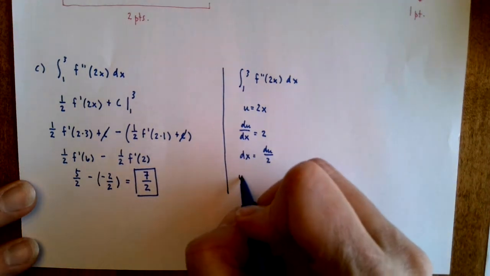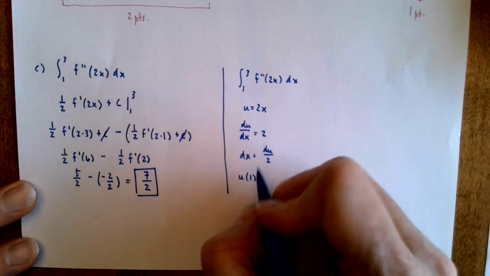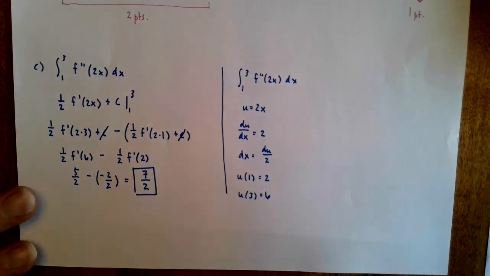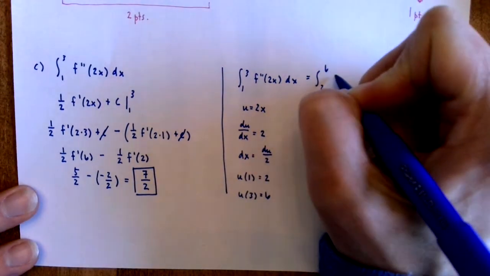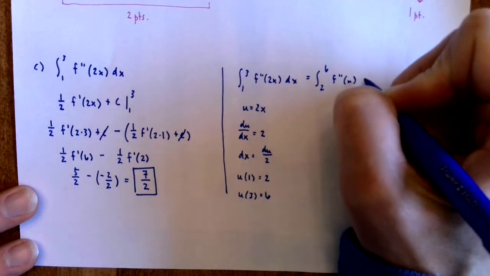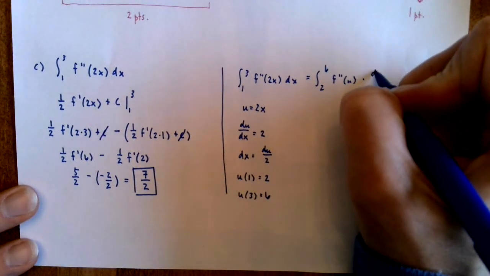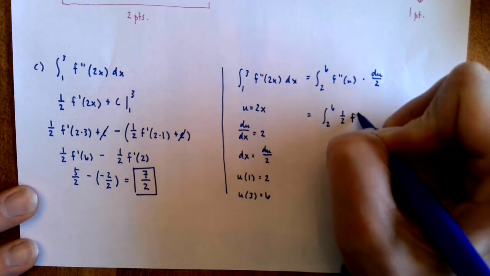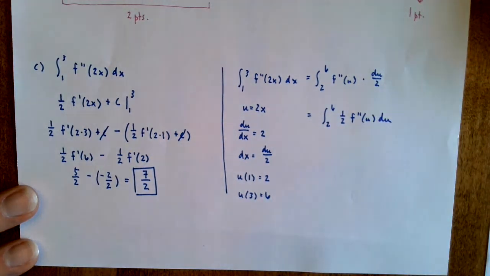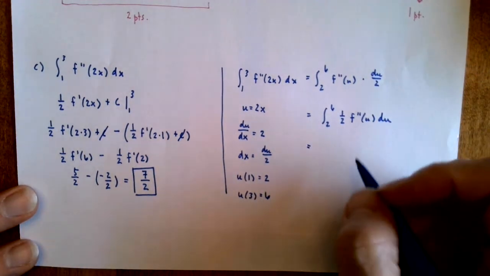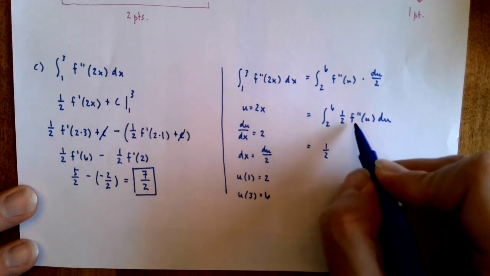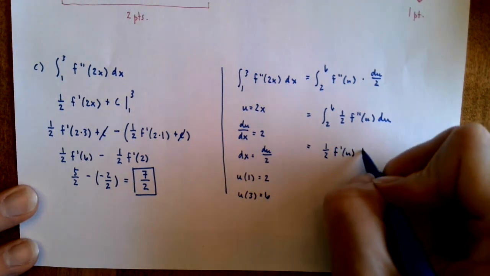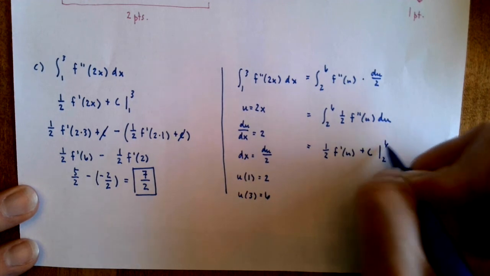I also know I have to change my bounds. So u of 1, if I plug in 1 for x, gives me 2, and u of 3 gives me 6. So now this integral becomes the integral from 2 to 6 of f double prime of u times my dx was du over 2. So I get the integral from 2 to 6 of 1/2 f double prime of u du. So now I know my antiderivative. I have my 1/2. The antiderivative now of f double prime of u is just f prime of u plus c, and I'm evaluating from 2 to 6.